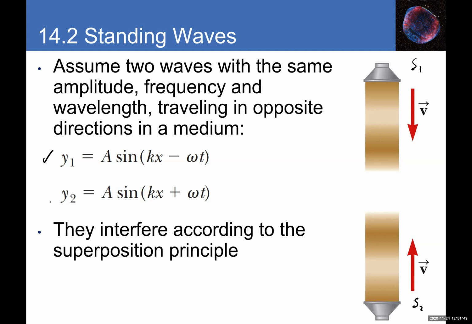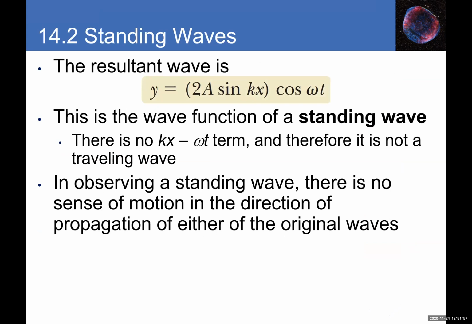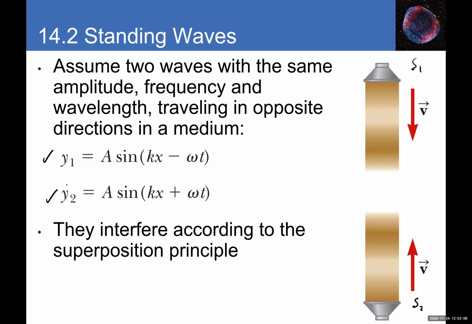So here's y1 and here's y2. They interfere according to the superposition principle. Then the resultant wave is 2a sin(kx) cos(ωt). All right, so why is that the case? Well, let's see what we have.